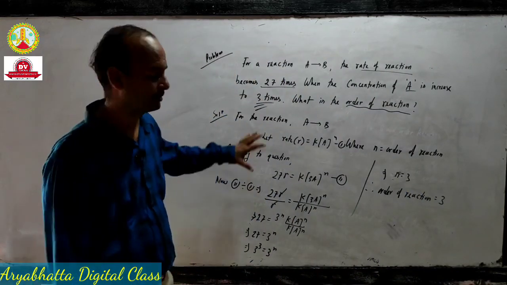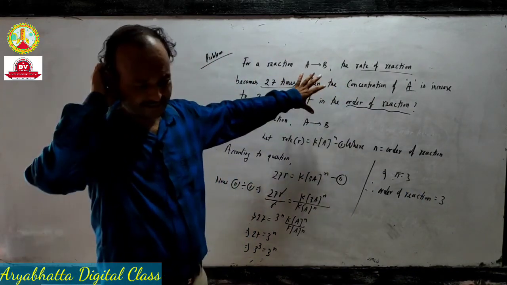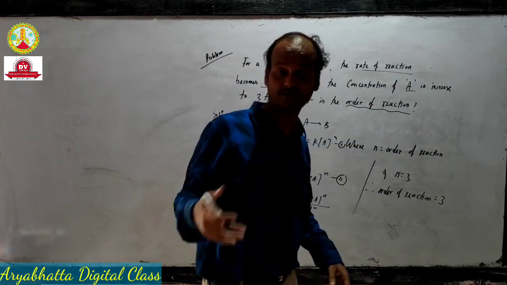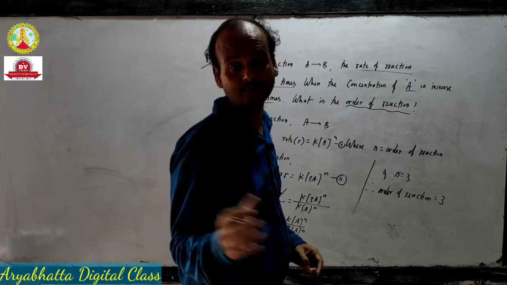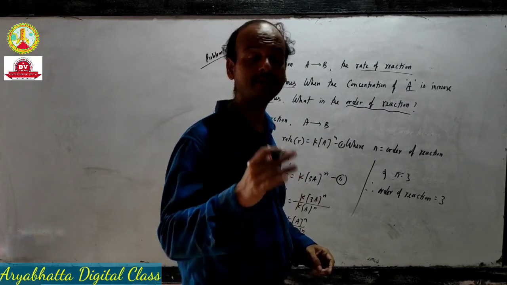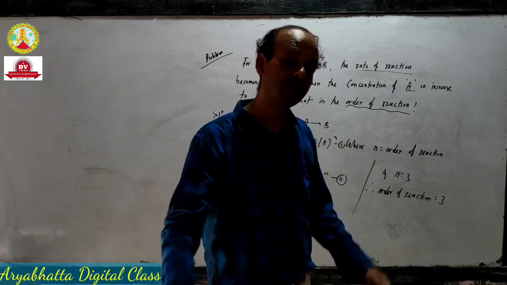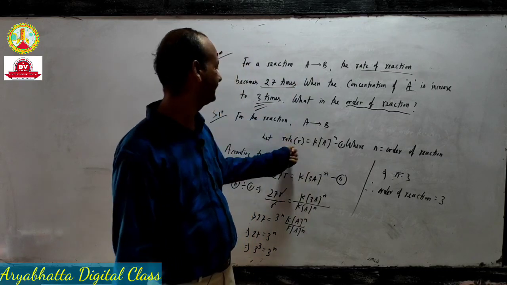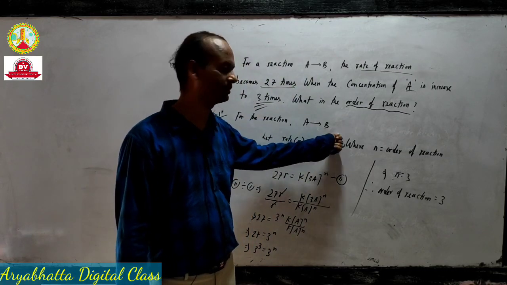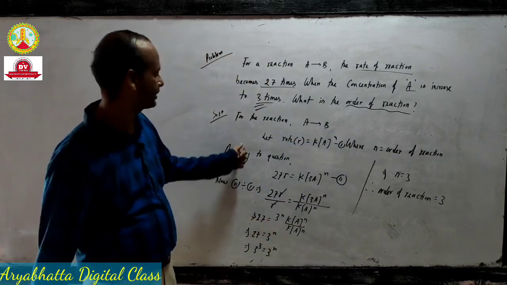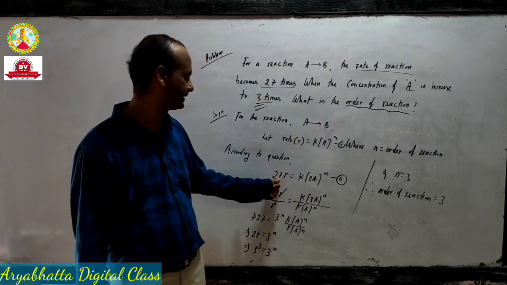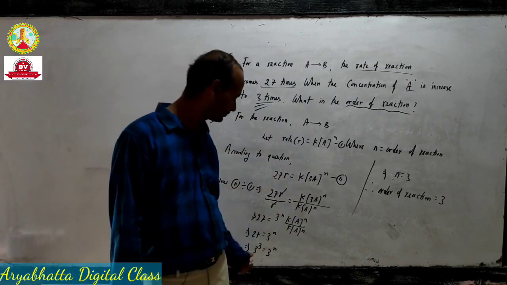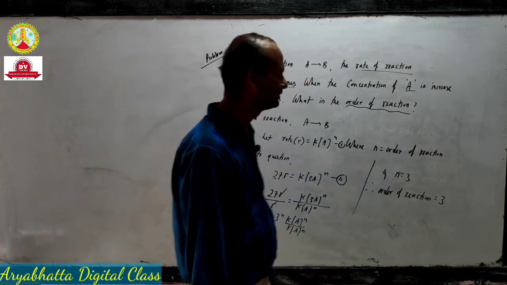Okay, let me repeat a little. See, there is a reaction. In this reaction, if you increase the concentration of the reactant 3 times, the rate also increases 27 times. You are asked what the order of this reaction will be. Take any reaction, write it: A gives B. Let the rate be K A to the power n, where n equals the order of reaction. You have to find this. According to the question, the rate becomes 27 times when the concentration is increased 3 times. Then divide and solve, and you will get the value of n as 3.